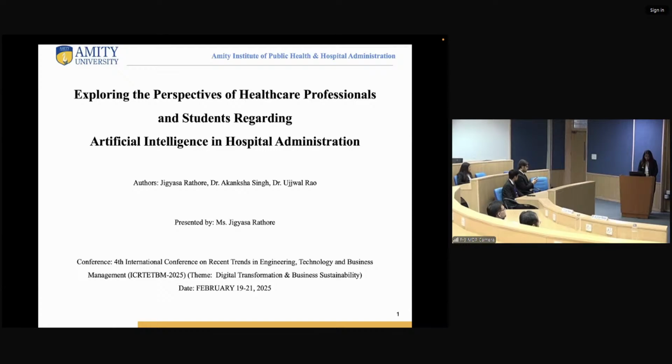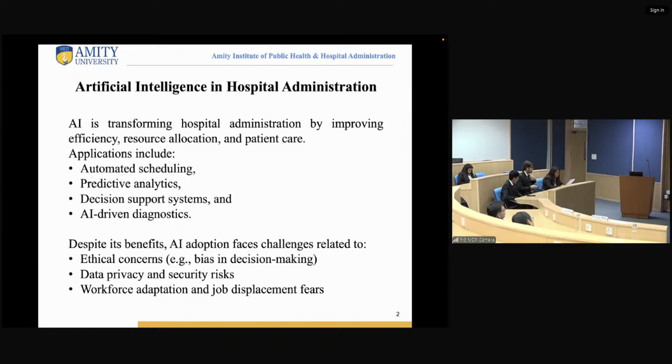Hi, good afternoon, everyone. I'm Jigyasa Rathore, and I'm a PhD scholar. The research I'm presenting today, exploring perspectives of healthcare professionals and students regarding artificial intelligence in hospital administration, is part of my PhD thesis, which is the assessment of perception and acceptance of artificial intelligence in healthcare organizations. So we're preparing a technology acceptance model. The first step was to understand the perception of current workers as well as upcoming professionals.